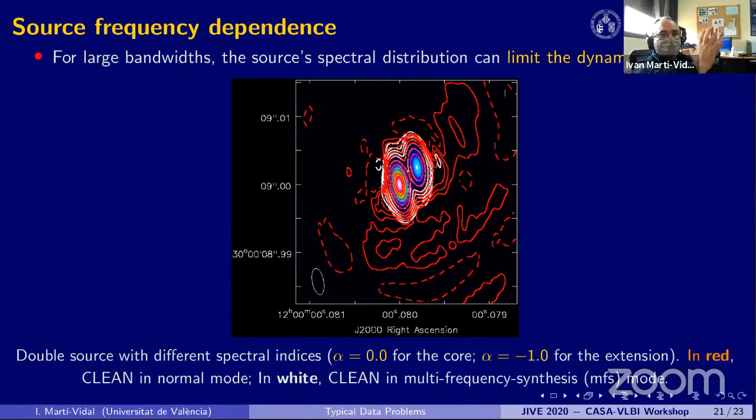So we may start to see these effects of the spectral structures of the sources, and we may start to need to use this multi-frequency synthesis cleaning mode in VLBI in many cases, okay? And I think that's everything I have.